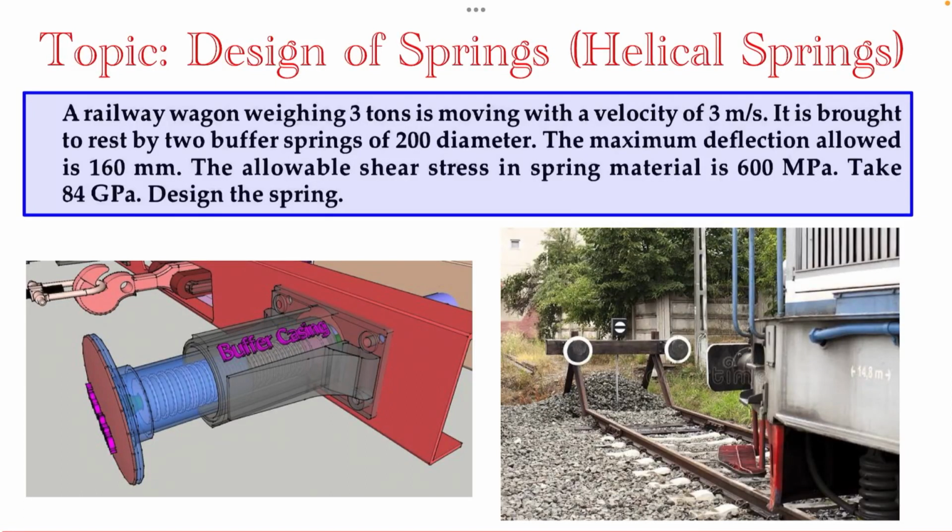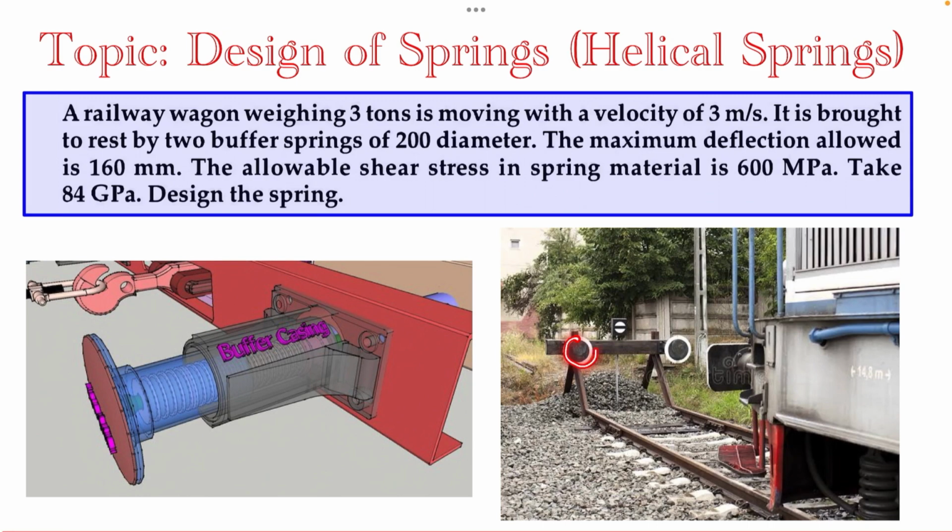In this video, we will be solving a problem from the application of helical springs, that is in railway buffers, that is in the buffer springs. So these are used for stopping the railway wagons or vehicles.